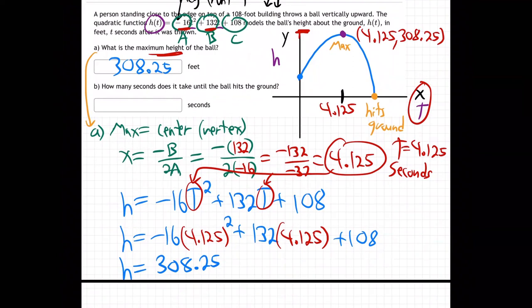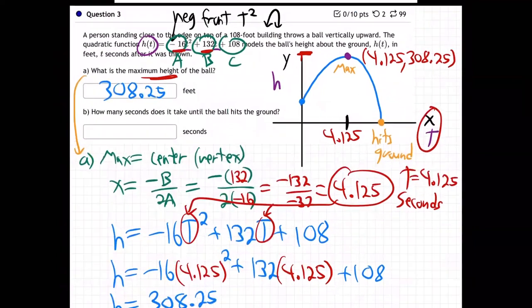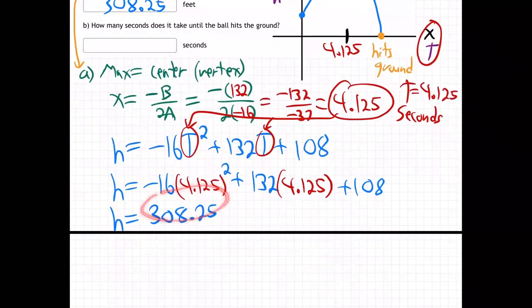So I'm plugging in that x value, or the t value, same thing. How did I find that? I used the formula we've been using to find the maximum or the center of a U shape, which is x equals negative b over 2a. Got the b, got the a, plugged them in, got x or t, same thing, because the x-axis is the t-axis. Then I plugged that into the original formula to find h, and hitting the buttons on my calculator, 308.25 feet.